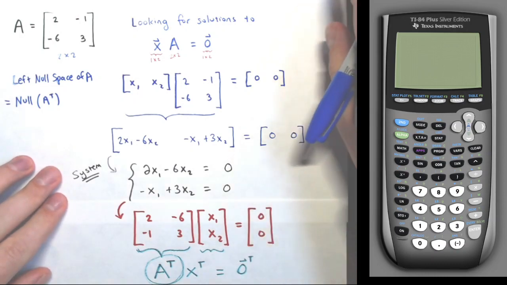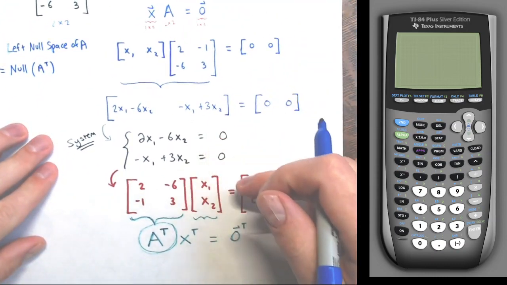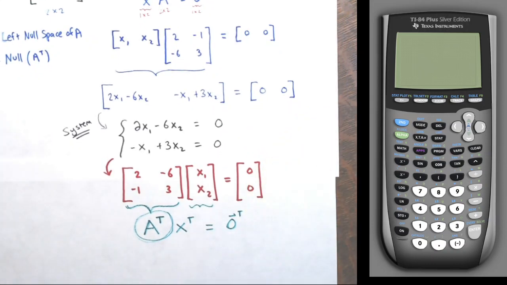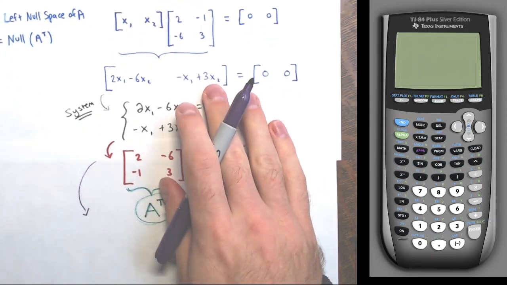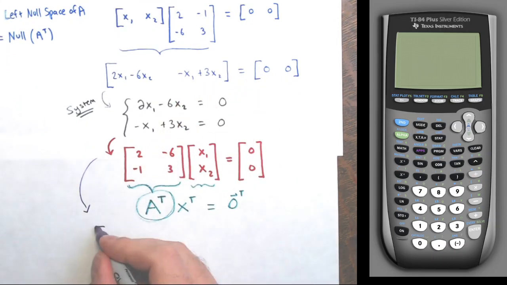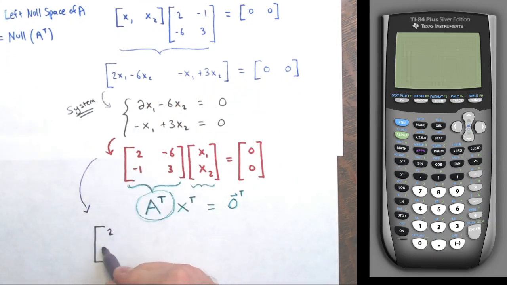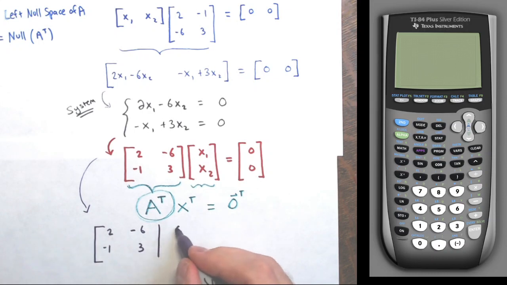Now, to solve this system for x1, x2, I would set up a corresponding augmented matrix as usual. So the augmented matrix for this has A transpose as the coefficients of x1, x2: 2, negative 1, negative 6, 3 on one side, then equals, and then 0, 0 on the other.